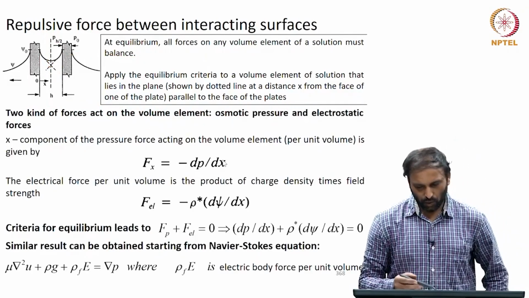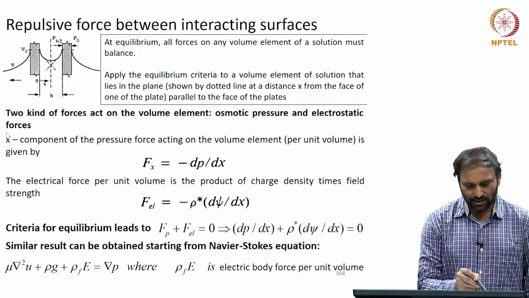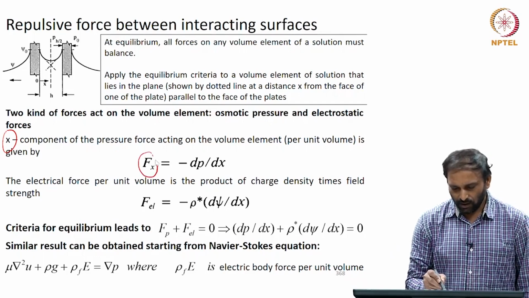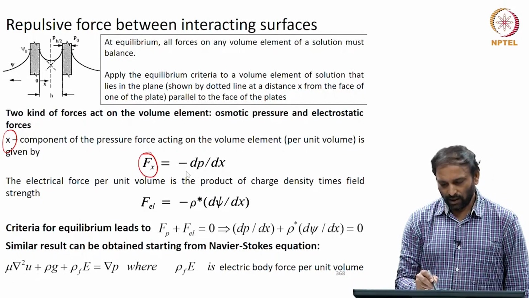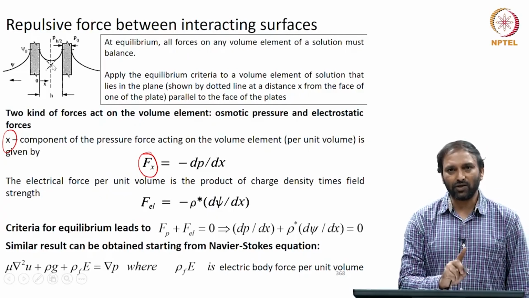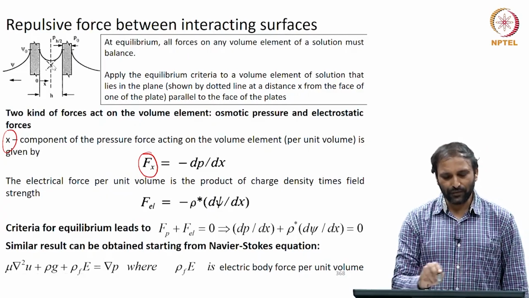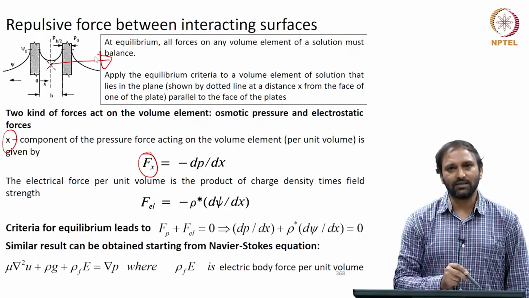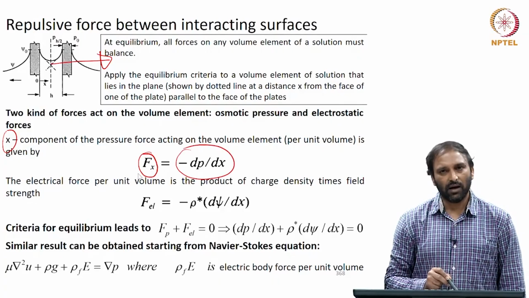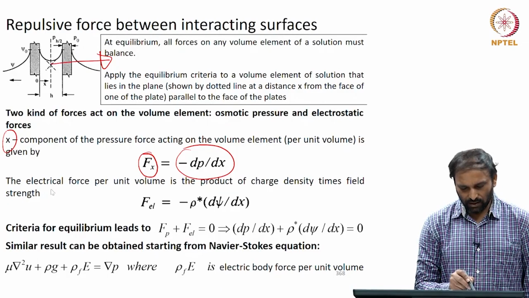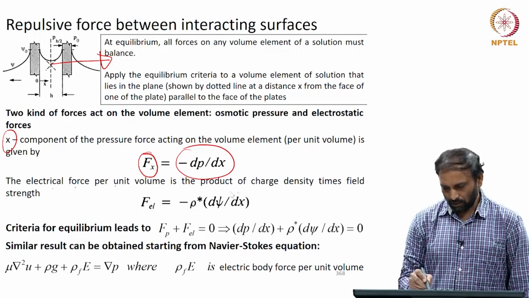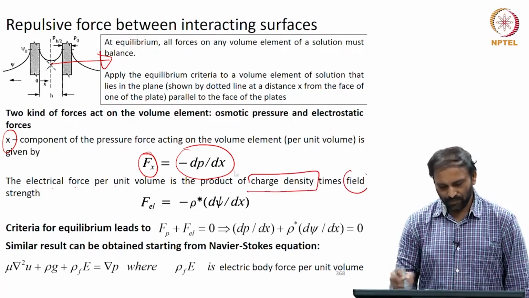Okay. So, what we are going to do is we are going to consider the x component of the two forces. Okay. The x component of the osmotic pressure force is given by minus dP by dx. Okay. That is because we are only considering a one dimensional case of how the force varies with distance in the x direction, okay, and Fx is given by minus dP by dx, and the electrical force per unit volume is given by the product of charge density times the field strength.